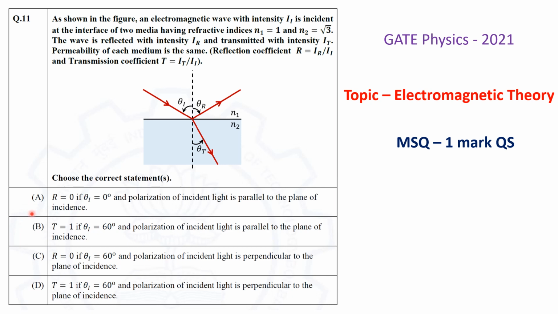Option A is R equals 0 if theta I equals 0 degree and polarization of incident light is parallel to the plane of incidence. Option B, T equals 1 if theta I equals 60 degree and polarization of the incident light is parallel to the plane of incidence. Option C, R equals 0 if theta I equals 60 degree and polarization of the incident light is perpendicular to the plane of incidence. And option D, T equals 1 if theta I equals 60 degree and polarization of the incident light is perpendicular to the plane of incidence.